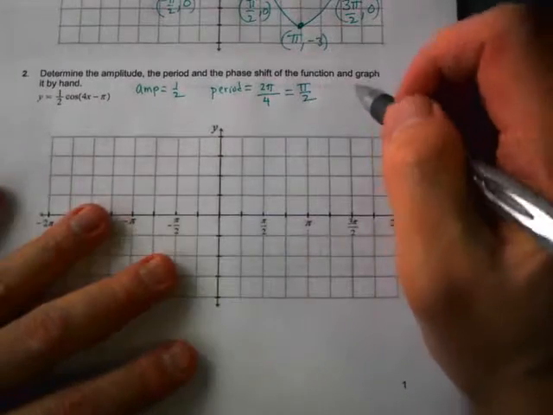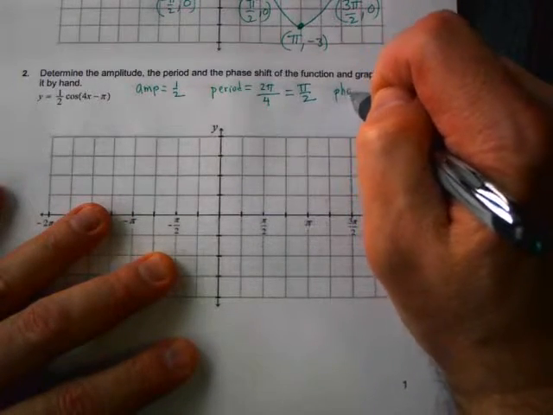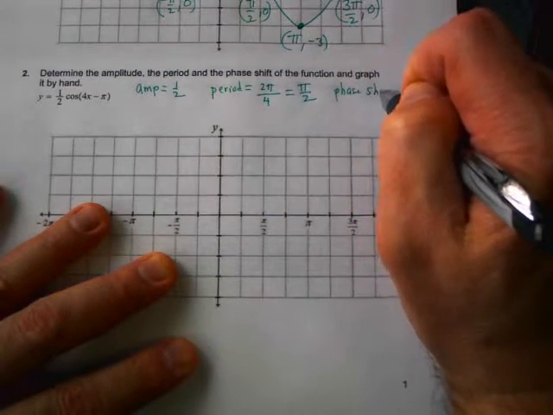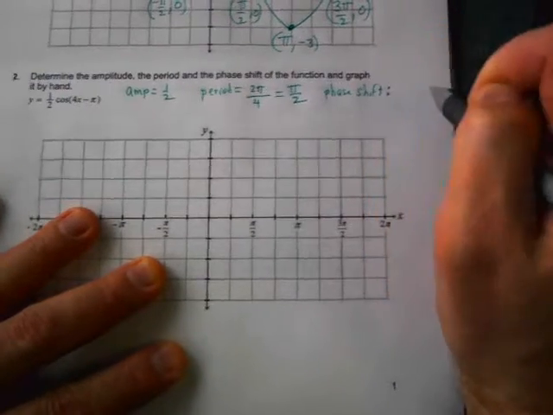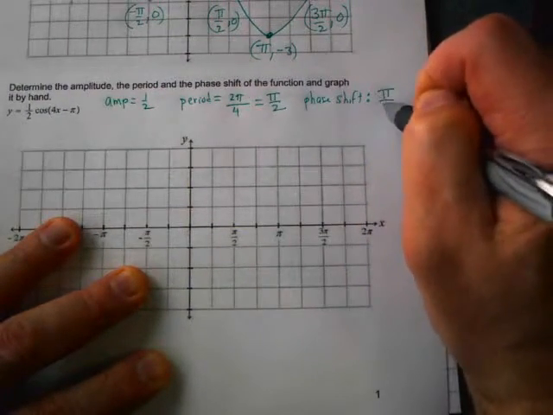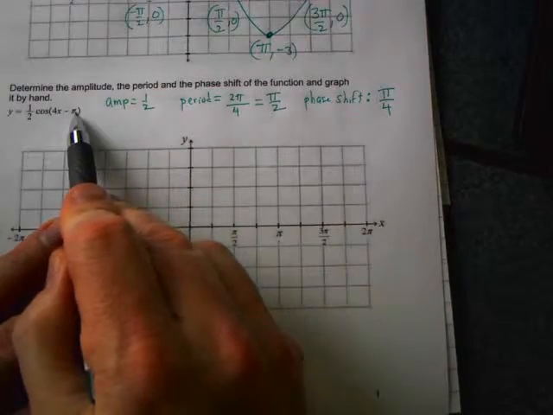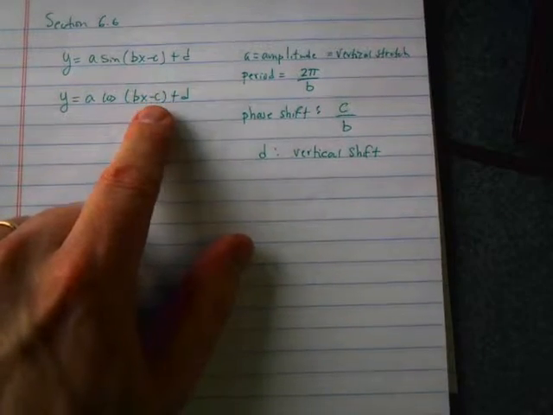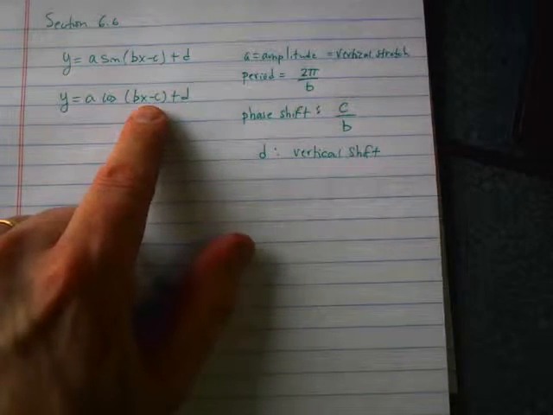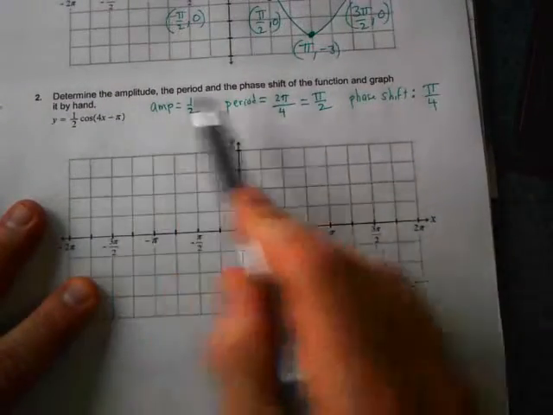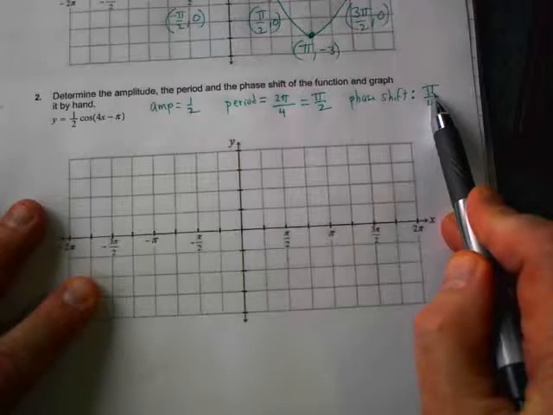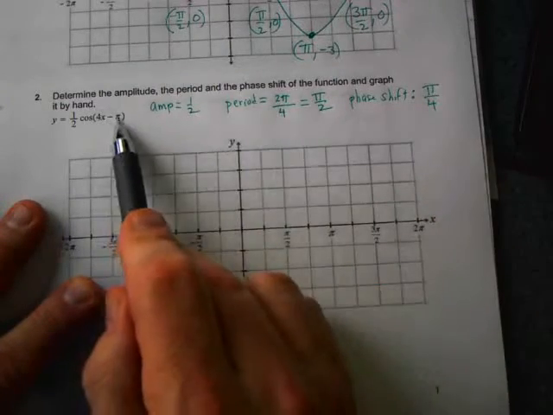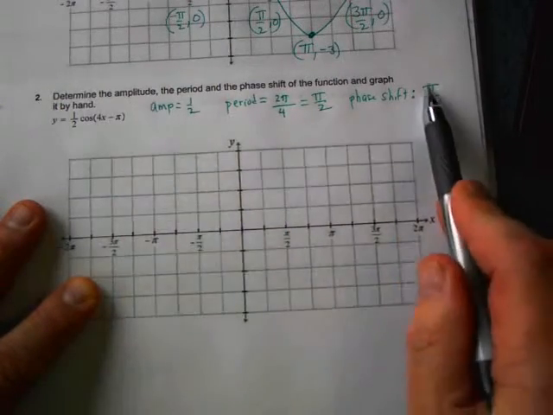How about the phase shift? Pi over 4. Excellent. Why pi over 4? Because it's the c number divided by the b number. And again, remember, this is an easy mistake to make. Remember that our formulas had the minus built in from the beginning. So if I have a minus pi, that means my c number is really the number positive pi. So my phase shift, I take the c number, which is pi, divide it by the b number, that's 4.